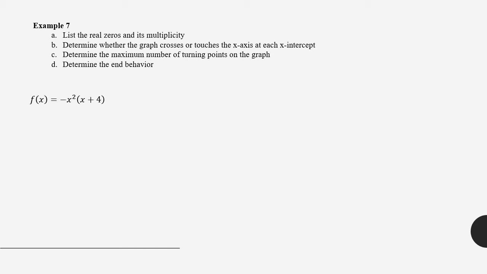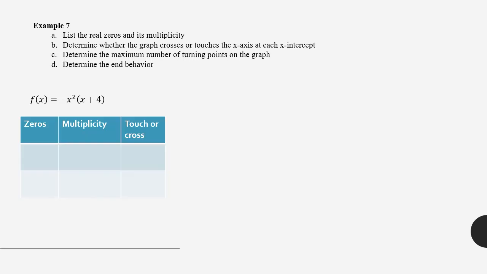Okay, so for number 7, we are asked to list the real zeros of the function and also the multiplicity, determine whether the graph touches or crosses the x-axis at the corresponding x-intercept, determine the maximum number of turning points, and then also what is called the end behavior. Okay, so I like to put this information in table form.